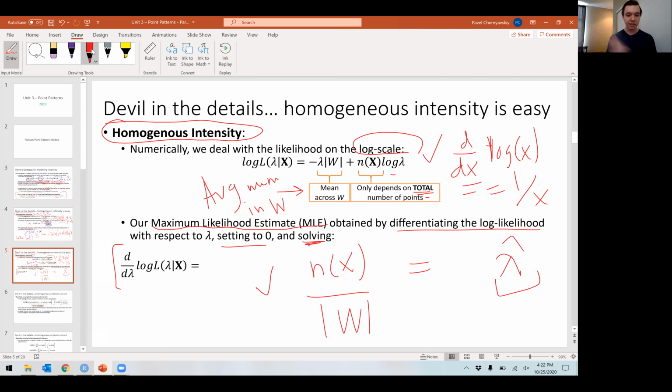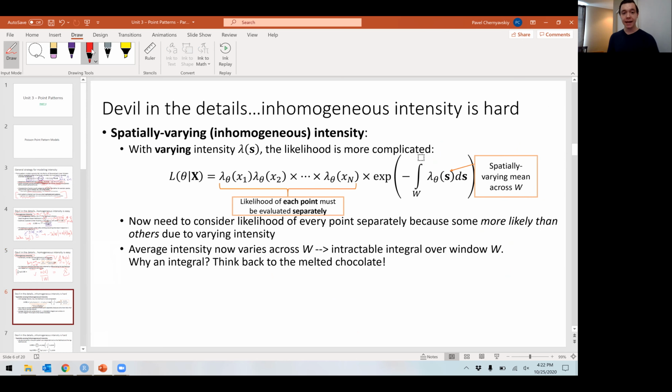We could have done this 100 years ago. But you might imagine that we're very limited in assuming that something has a homogeneous intensity. The most interesting things have an inhomogeneous intensity, a spatially varying intensity. And our likelihood becomes far, far more complicated.